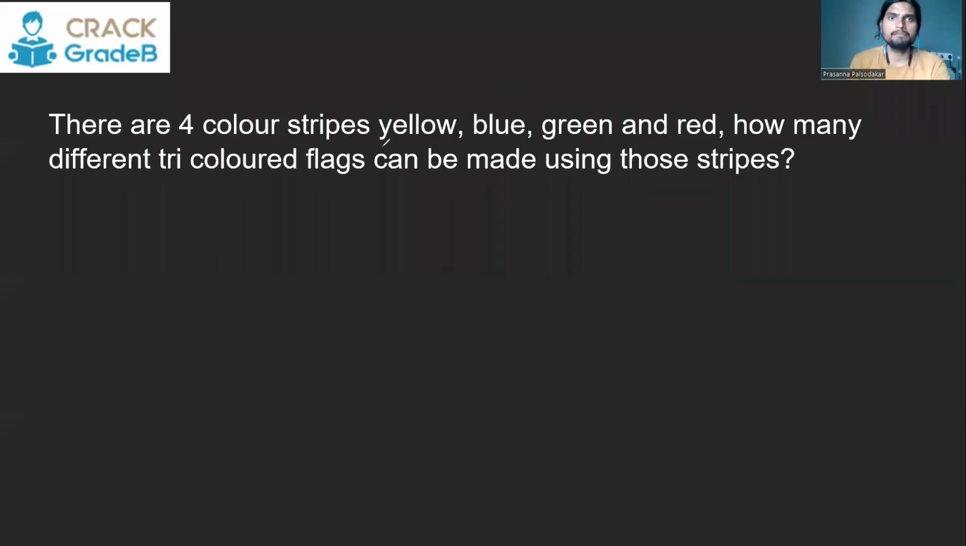There are 4 color stripes: yellow, blue, green, red. How many tricolored flags can be made? Of course, provided that we are putting the stripes horizontally, because vertical would be different from horizontal. So considering we are putting horizontal stripes, first of all, out of 4 we have to select 3, because we have to form only a tricolored flag.